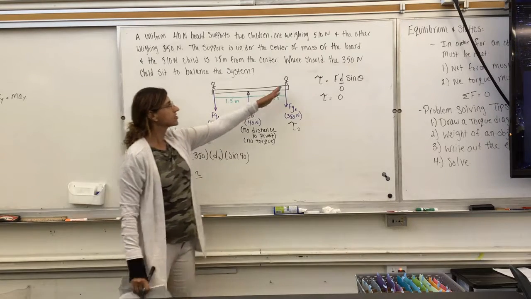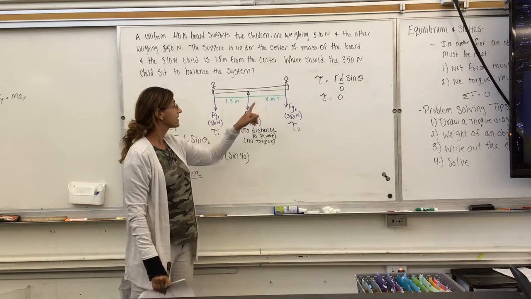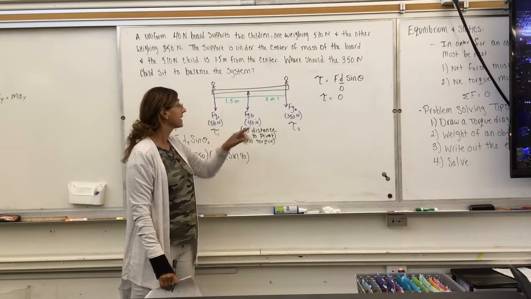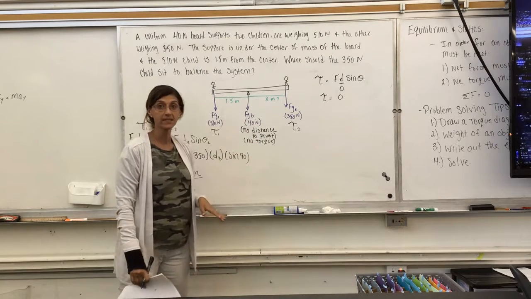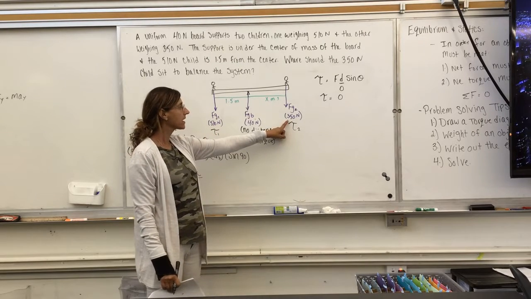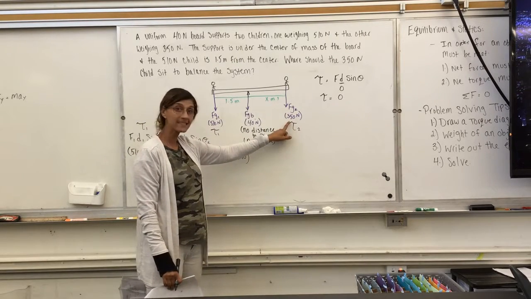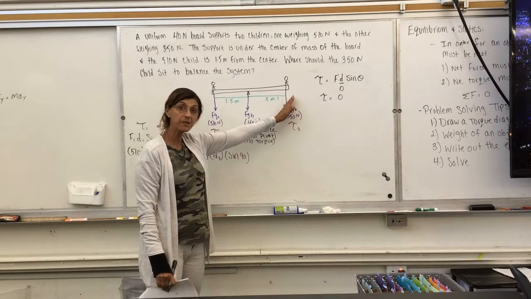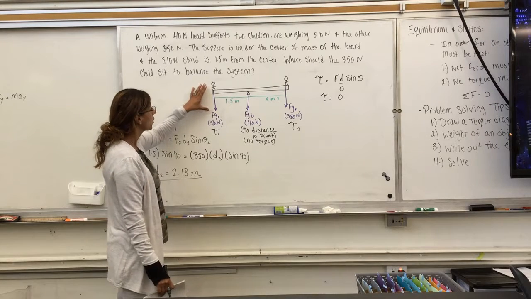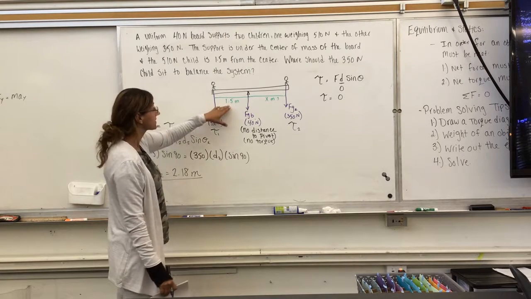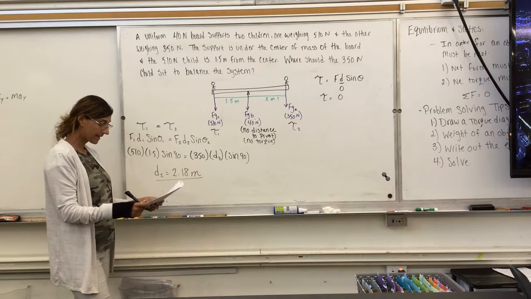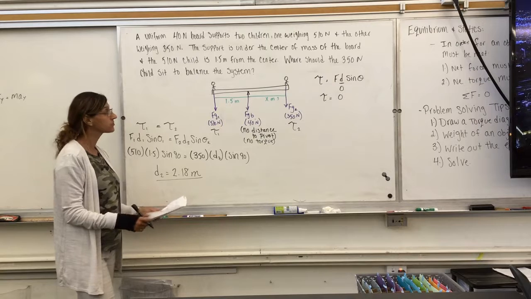What does that mean? That means the second child has to sit 2.18 meters from the fulcrum, from this pivot, in order for this board to be balanced. Okay? And it should make sense to you that because the second child doesn't weigh as much, their distance has to be farther to exert the same torque as this person who weighs more. So the heavier child's distance will have to be smaller to exert the same torque. Okay? All right, we'll pick up on this when you get back to class and we'll do some more practice.